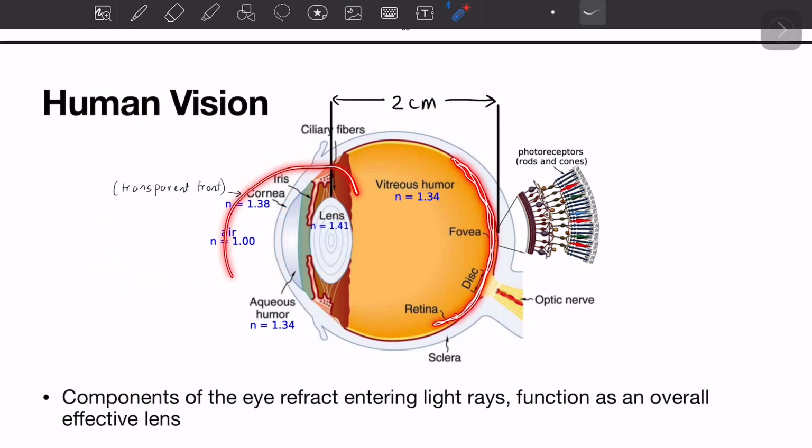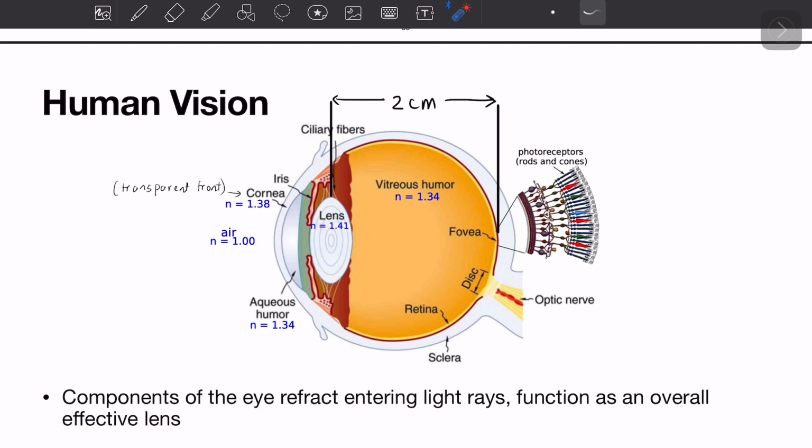Now, the components in the front, there's a few of them. First, we have the transparent front part of the eye, which is called the cornea, and the index of refraction there is 1.38. And then there's the aqueous humor fluid here that has an index of refraction of 1.34. And then we have the lens itself that has an index of refraction of 1.41. And out here, of course, we have air. So when we have light rays coming in, there's some diffraction happening through each component.